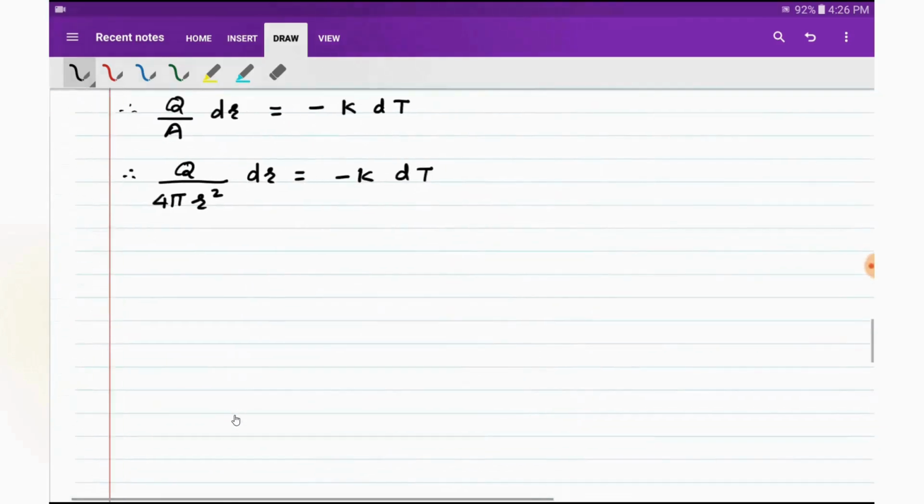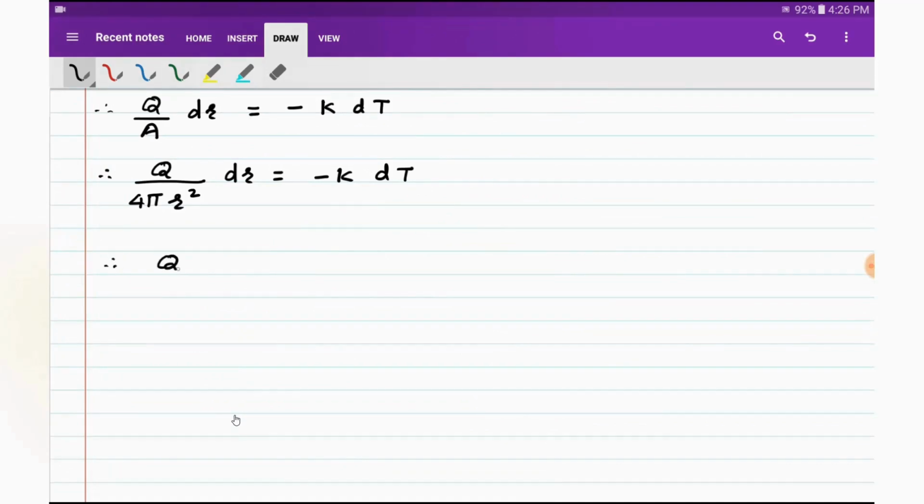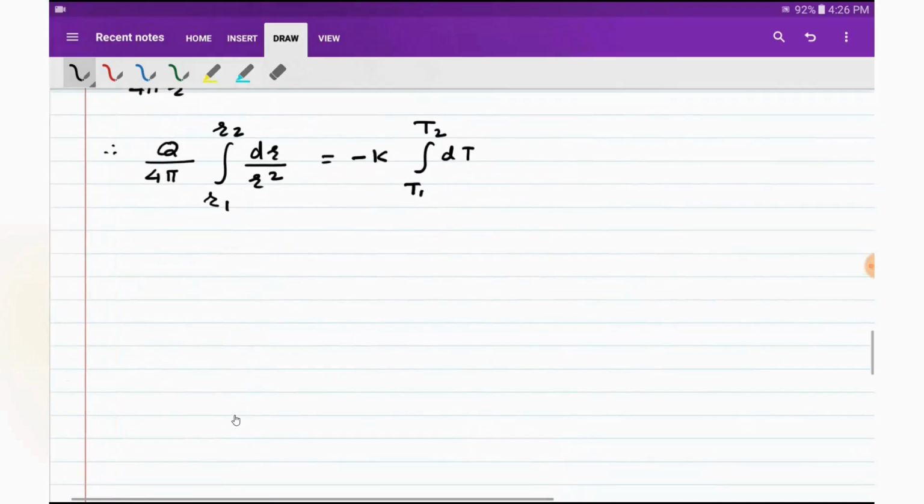multiplied by dr is equal to minus K multiplied by dT. So therefore Q upon 4 pi, we will separate the variables, will arrange dr upon r square. So r square is arranged in the denominator and rest of the terms are as it is. The limits are from r1 to r2 for the radius, and for temperature it is T1 to T2. Integration of 1 upon r square is nothing but integration of r raised to minus 2, and then we have to use the formula of x raised to n, that is x raised to n plus 1 upon n plus 1.